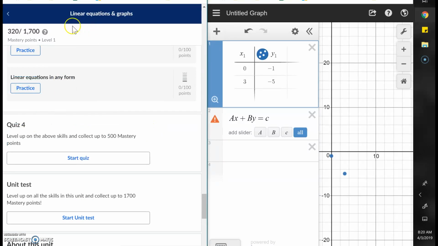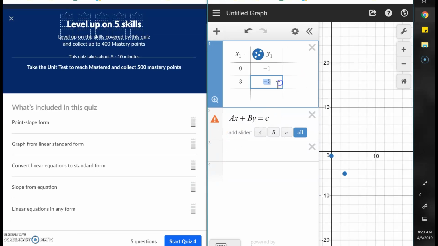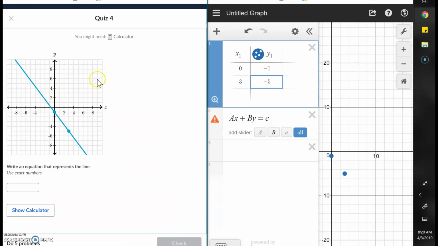Alright, let's do it. Quiz 4. Let's rock and roll. 4 skills, 5 skills. First question, it gives us a line and asks us to write the equation, using exact numbers.